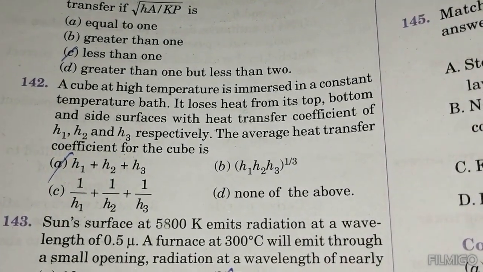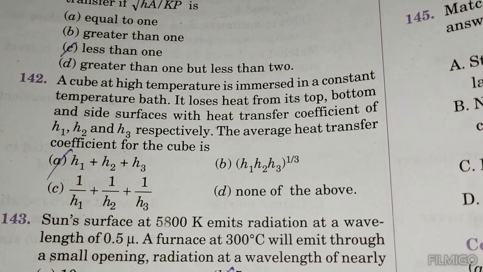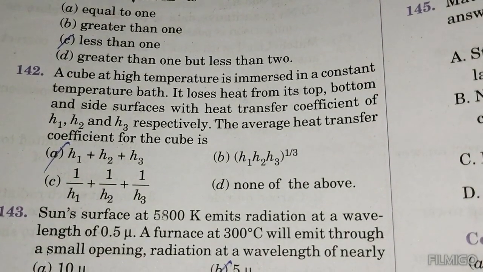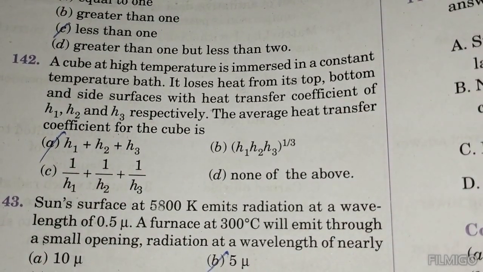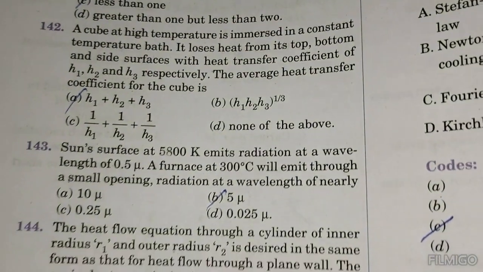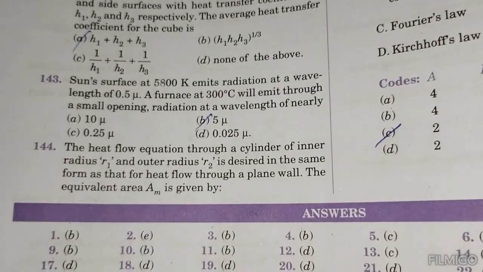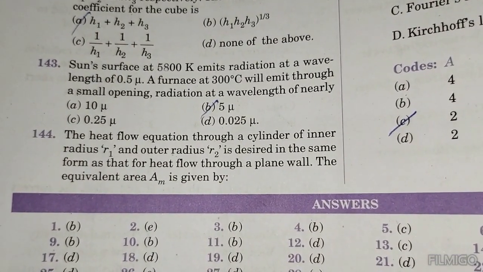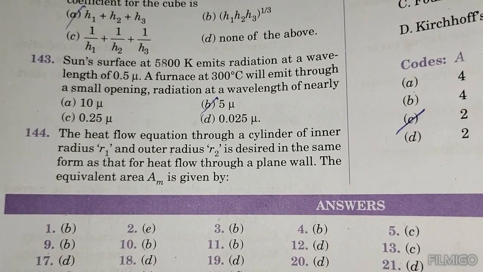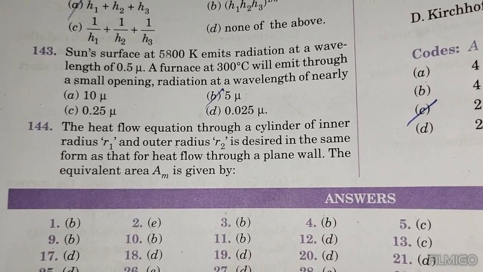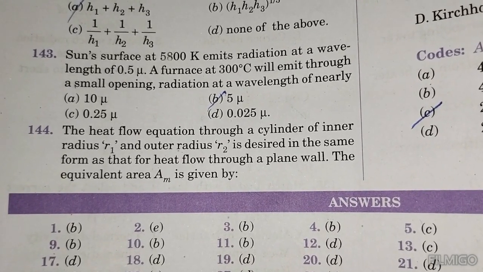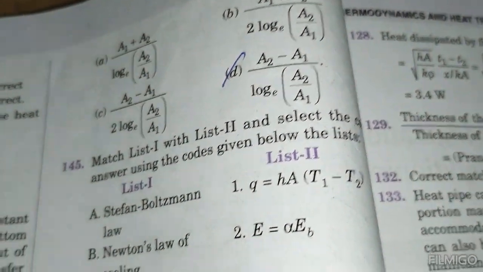A cube at high temperature immersed in a constant temperature bath loses heat from top, bottom and side surfaces with heat transfer coefficients h1, h2 and h3 respectively. The average heat transfer coefficient for the cube is h1 plus h2 plus h3. The heat flow equation through a cylinder of inner radius R1 and outer radius R2 is designed in the same form as the heat flow through a plane wall. The equivalent area Am is given by (A2 minus A1) by log e of A2 by A1.